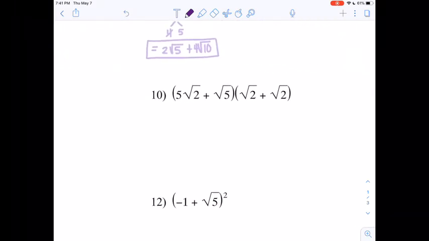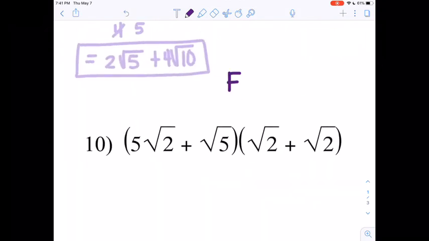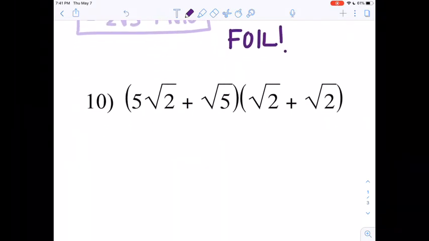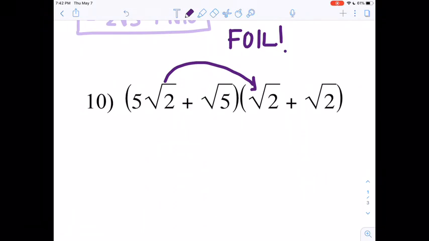Okay, number 10 is when it starts getting really fun. Hopefully in your head right now, that magic word is popping in your head, what you have to do. And yes, we have to FOIL. Yay. Okay. FOILing is just long distributing. So all you're going to do is do 5 root 2 times root 2. And for those of you that want to do the shortcut, go ahead and do the shortcut. I'm going to do the long way for the rest of you.